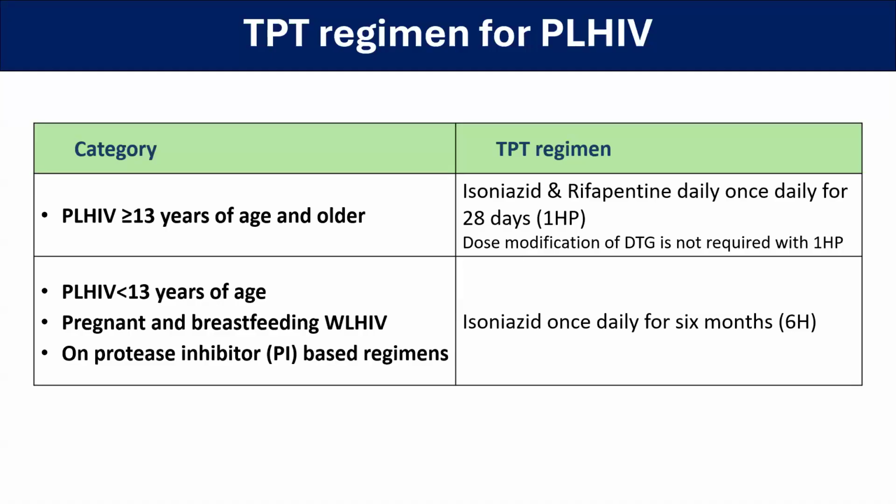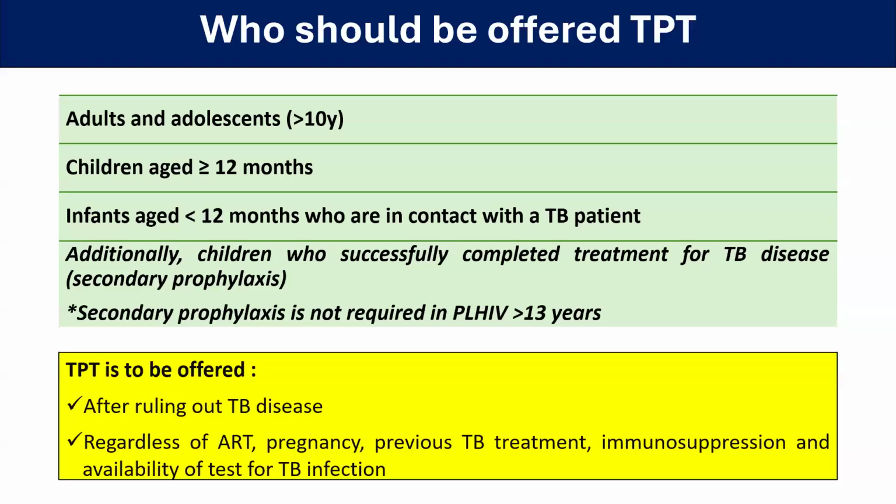Categorize based on our line list of the PLHIV at the ART center: who are 13 years and older, who are less than 13 years, if there are any breastfeeding or pregnant women, and who are on the protease inhibitor based regimens. Then look at what regimens they have to be initiated on and what stock is needed for us to procure from the NTEP and SACS. So who should be offered TPT?